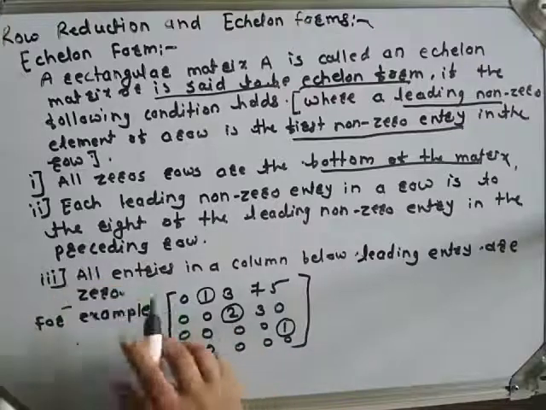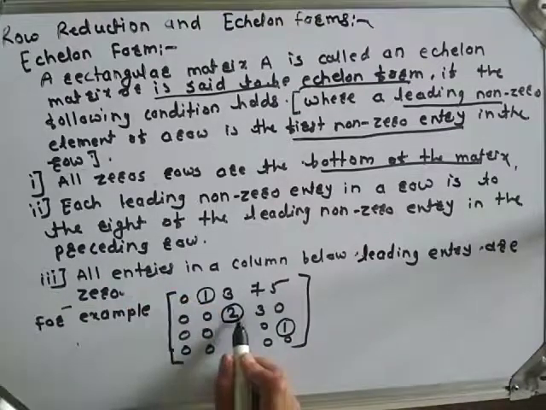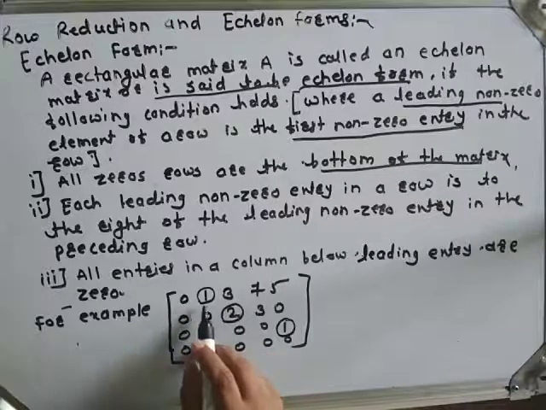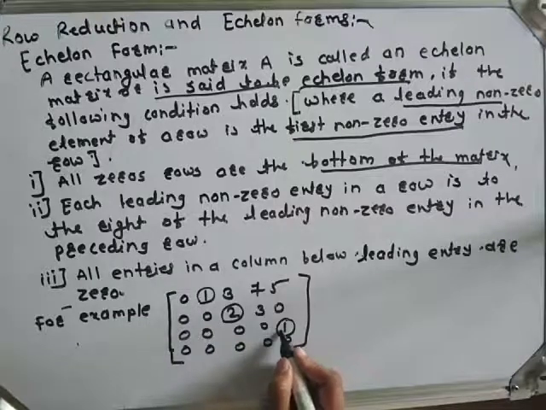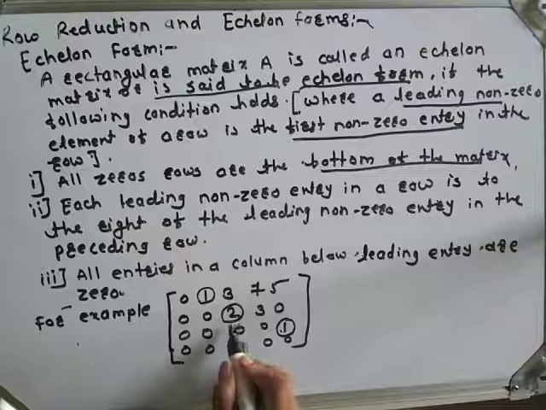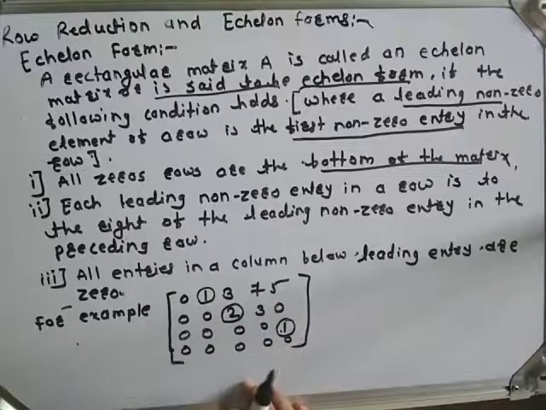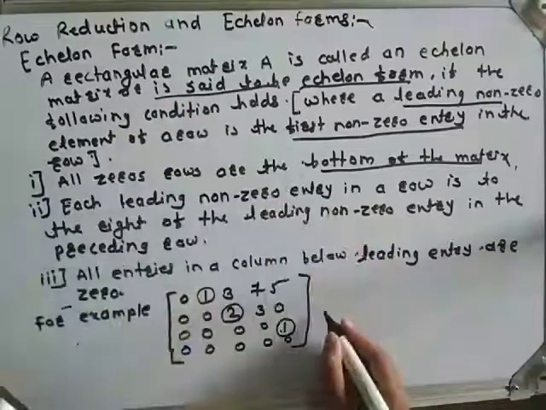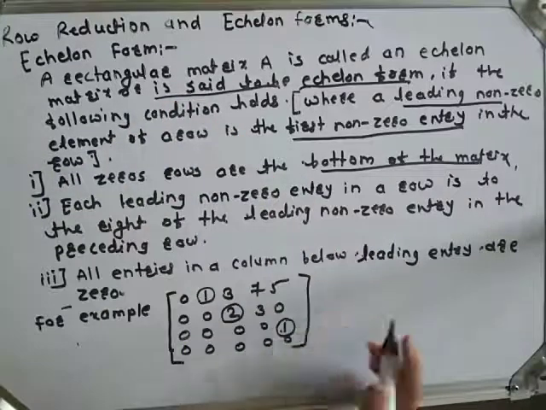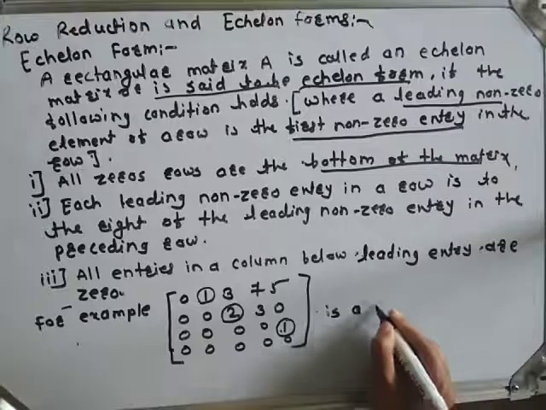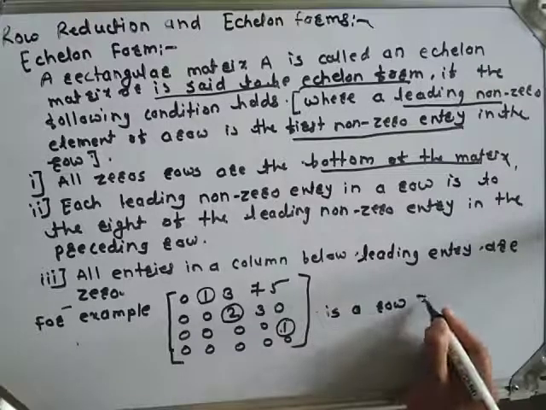See here, the leading entry of the second row is to the right of the leading entry in the first row. Again, the leading entry in the third row is to the right of the leading entry in the second row. Hence, this matrix satisfies all conditions of echelon form. Therefore, it is a row echelon matrix.